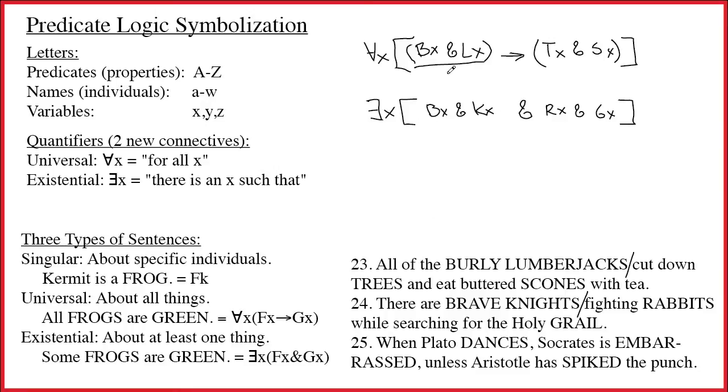What about parentheses? Do we need the same parentheses as above? The truth is, in this case, they're optional because notice we just ended up with a string of components connected by ampersands. So we can stop at this point. Let's read the sentence back and think about what it says about the world. It says, there is an X such that, and so what it's saying is there is at least one thing in the world. This is just the fancy standard way to say this. There is an X such that X is brave, and X is a knight, and X is fighting rabbits, and X searches for the Holy Grail.